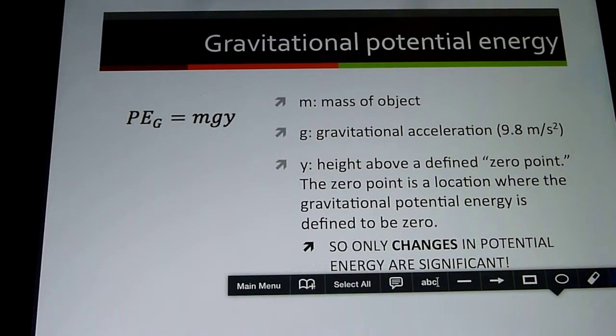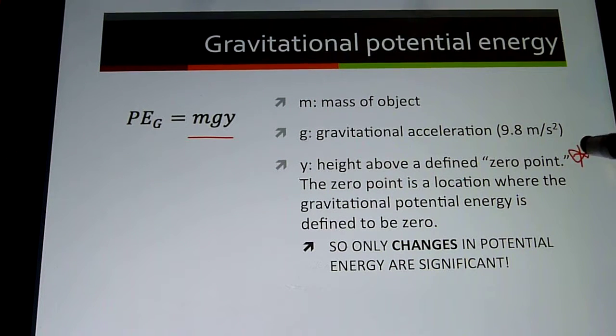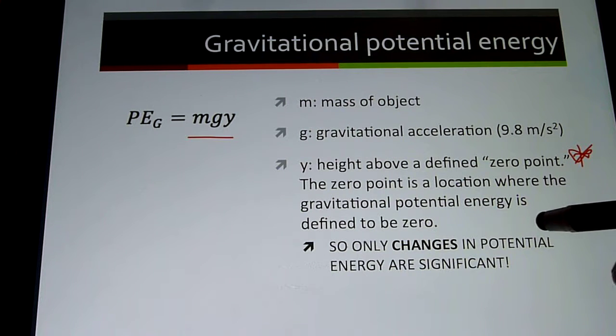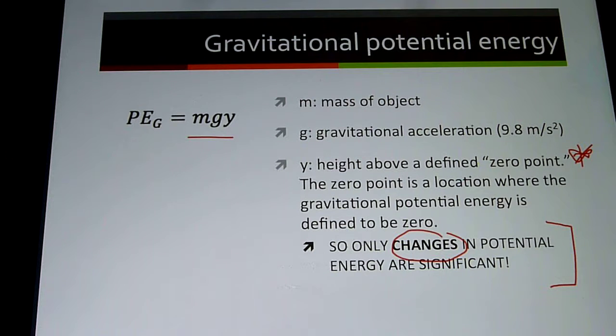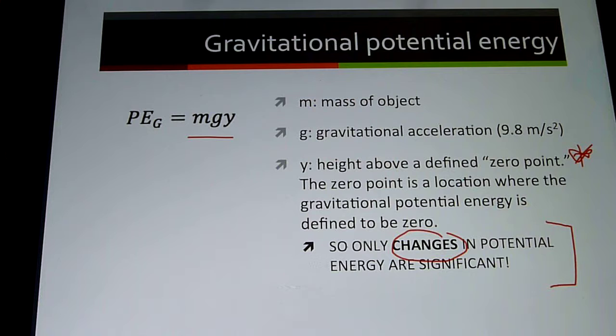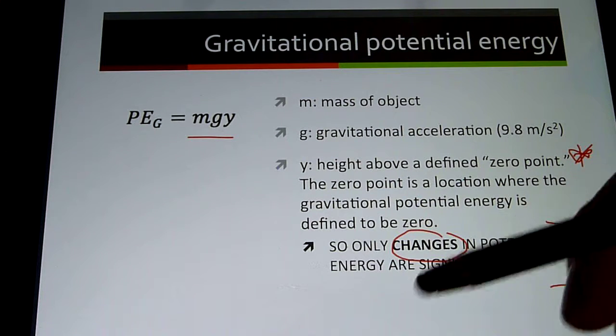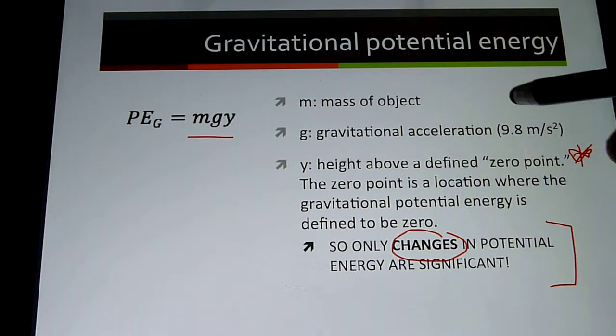We define the gravitational potential energy as the mass times the gravitational acceleration times y, where y is the height above a defined 0 point. We only care about changes in potential, so that means we can declare 0 to be wherever we want. This idea of changes is important. We'll see as we solve problems, we always ask ourselves, what's the initial energy and what's the final energy? There's always a before and an after. That change from before to after is what matters, so we can call either of them 0 as we see fit.